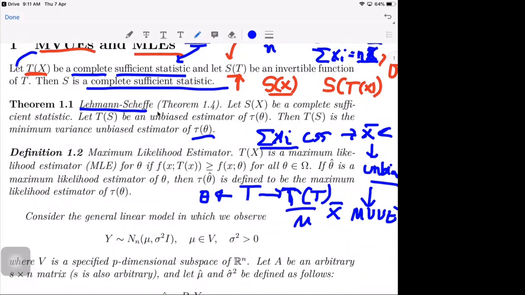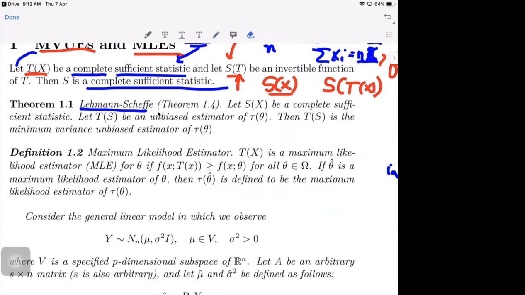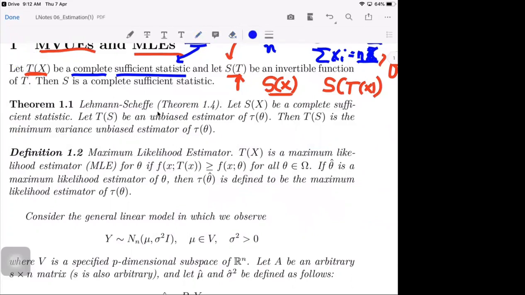So how do you use the Lehmann-Scheffé theorem? First, you show that it is a CSS. And then the transformation of the CSS is also a CSS, but you have to show that it is also unbiased. Once it is CSS plus unbiased, then it's MVUE. Okay, so that is how you use this theorem, Lehmann-Scheffé. So two conditions to show: one is CSS and the other one is an unbiased estimator.